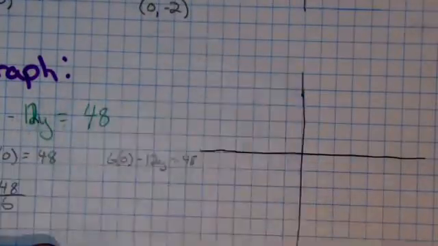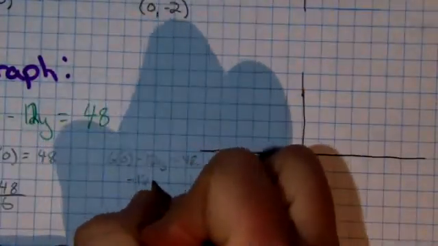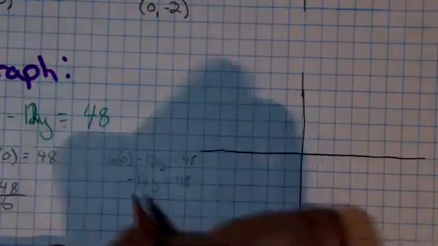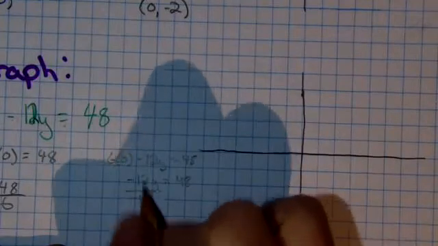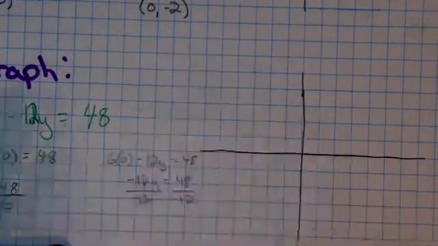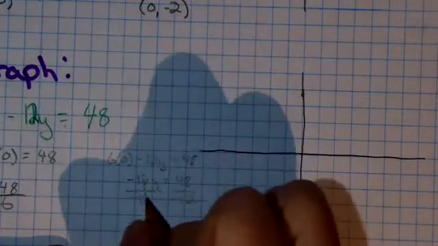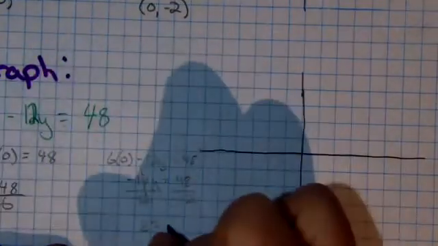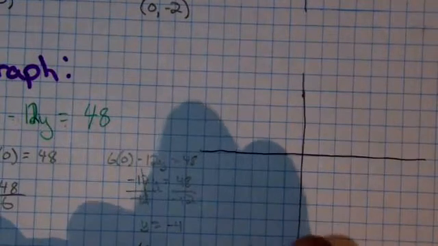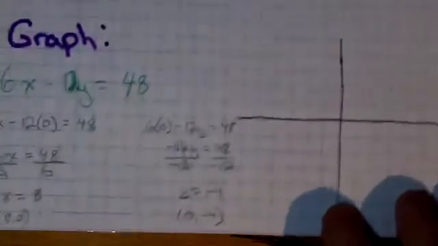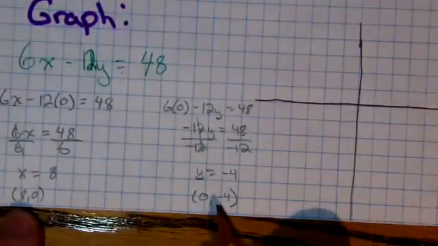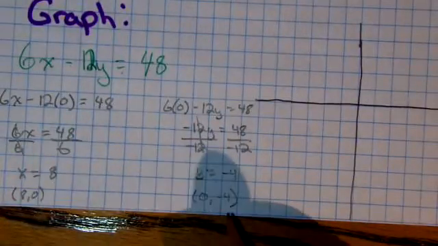Well, if we have 0 minus 12y, that just means I basically have negative 12y equals 48. We're going to divide by negative 12, divide by negative 12. These go away. y equals 48 divided by negative 12, which is negative 4. So then we have the point x of 0, y is negative 4. So we have our two intercepts to graph: 8, 0 and 0, negative 4.